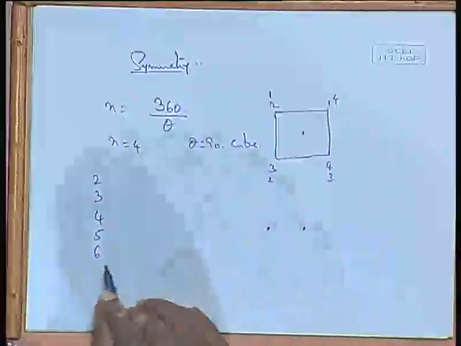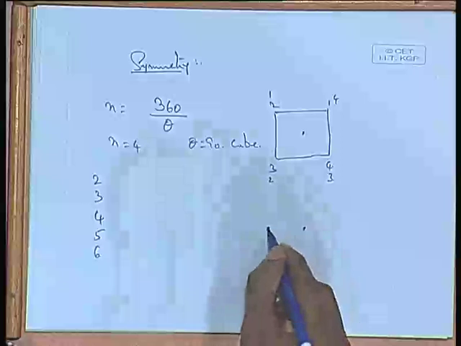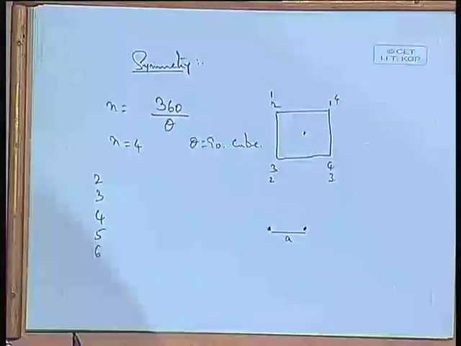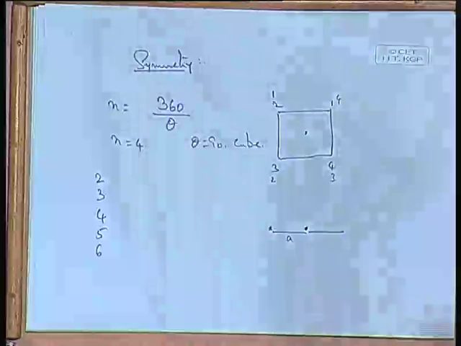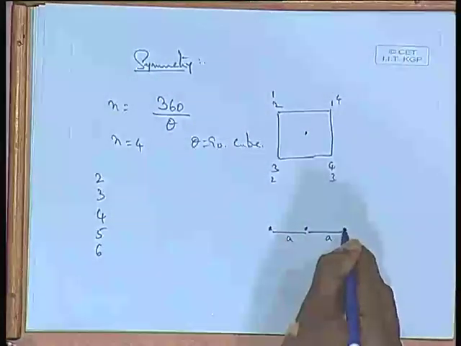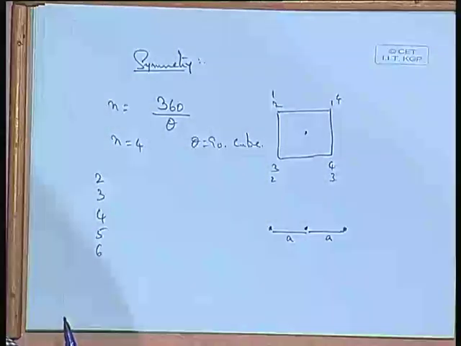So here, if you talk in terms of translational symmetry, then you take any two points. Take the distance between those two, let us say A, and if you travel by the same distance A, you should find another point in the same direction. That is why in crystal structure we talk of lattice points.